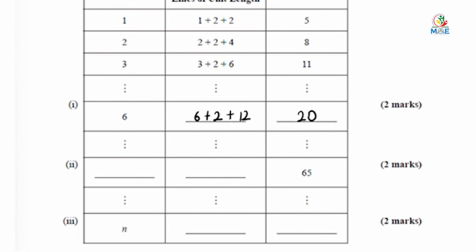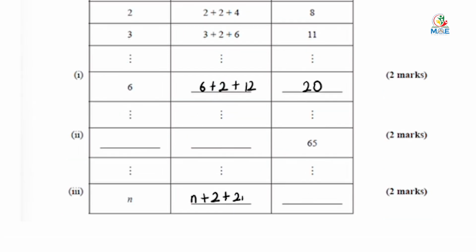So we'll put that number first. In this case, it is n. So we'll have n plus, and we're always adding 2. Okay, we added 2 throughout. So this will be n plus 2 plus, and then we're multiplying whatever number is here by 2. So in this case, it is n, so it will be 2 times n, which will be 2n.